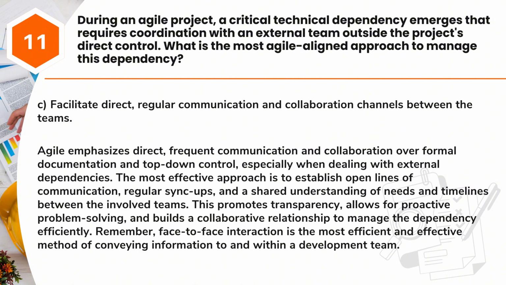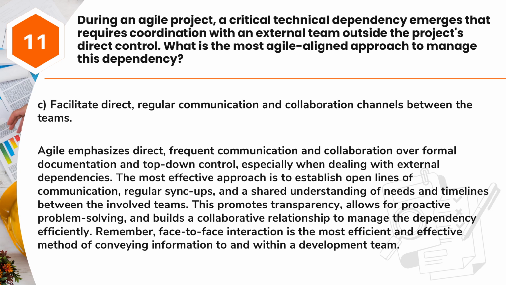Answer: C. Facilitate direct, regular communication and collaboration channels between the teams. Agile emphasizes direct, frequent communication and collaboration over formal documentation and top-down control, especially when dealing with external dependencies. The most effective approach is to establish open lines of communication, regular sync-ups, and a shared understanding of needs and timelines between the involved teams. This promotes transparency, allows for proactive problem solving, and builds a collaborative relationship to manage the dependency efficiently.